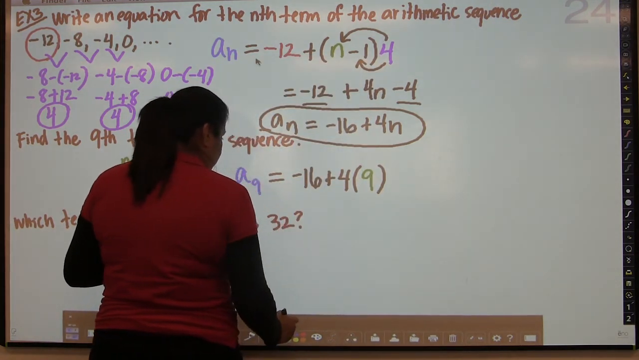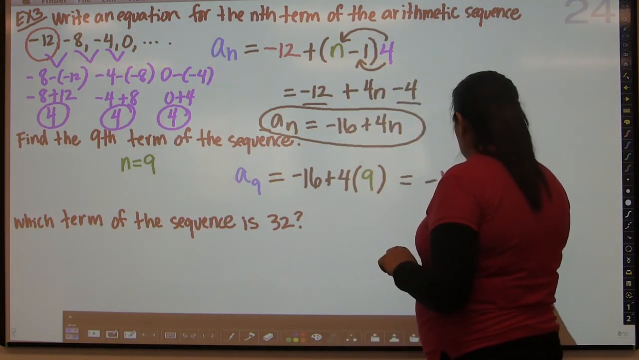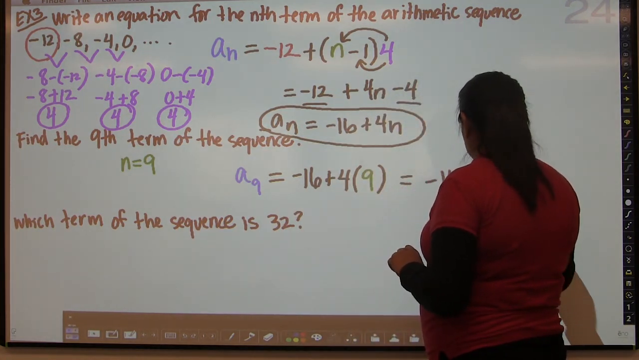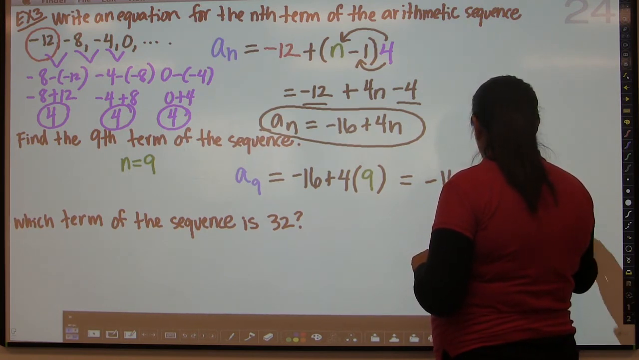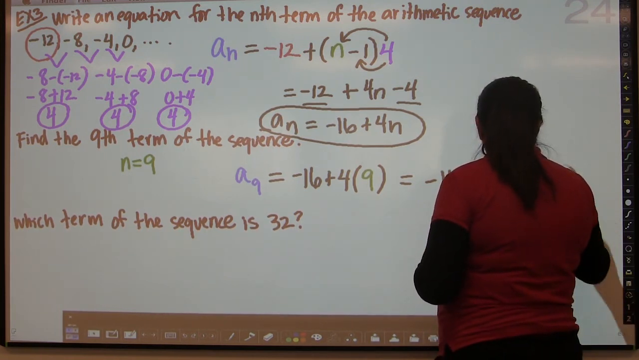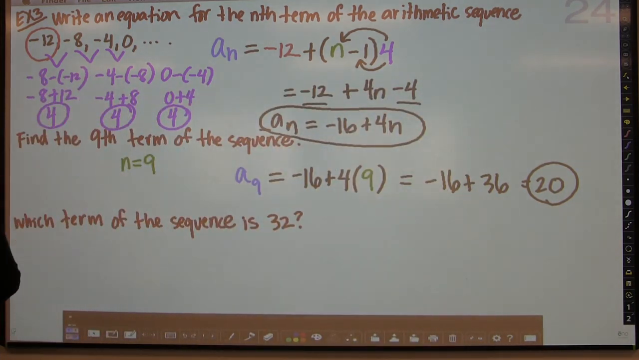So then, I can get my answer to be negative 16 plus 4 times 9 is 36, and 36 minus 16, so 20. So the value of the 9th term is going to be 20.